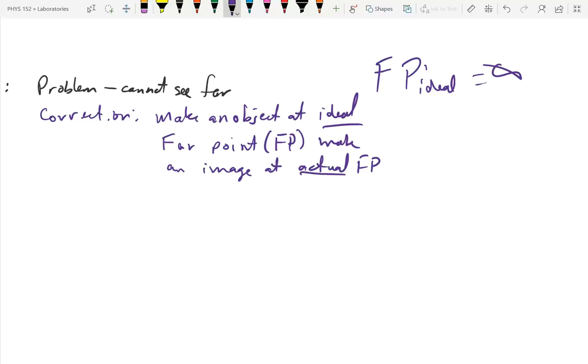So I will draw a diagram for this. Here is my eyeball. That's the physics version of an eyeball. And I'm going to put a lens in front of this.